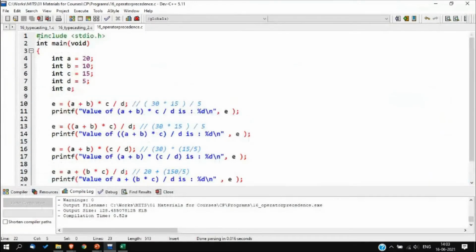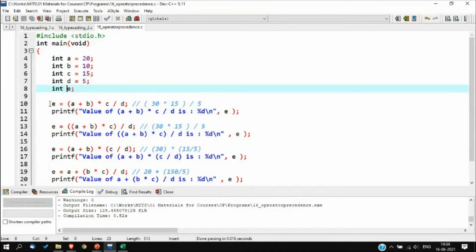So this is a program written to explain the operator precedence in the case of arithmetic operators only. We have 5 integer values. Integer A is defined as 20, integer B is initialized as 10, C is initialized as 15, and D as 5. Then integer E is not initialized because it should be the value obtained by evaluating the different expressions.